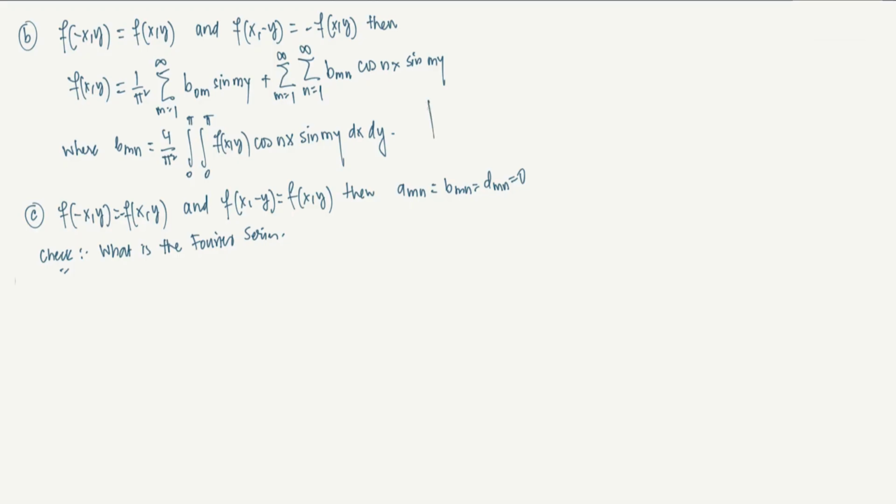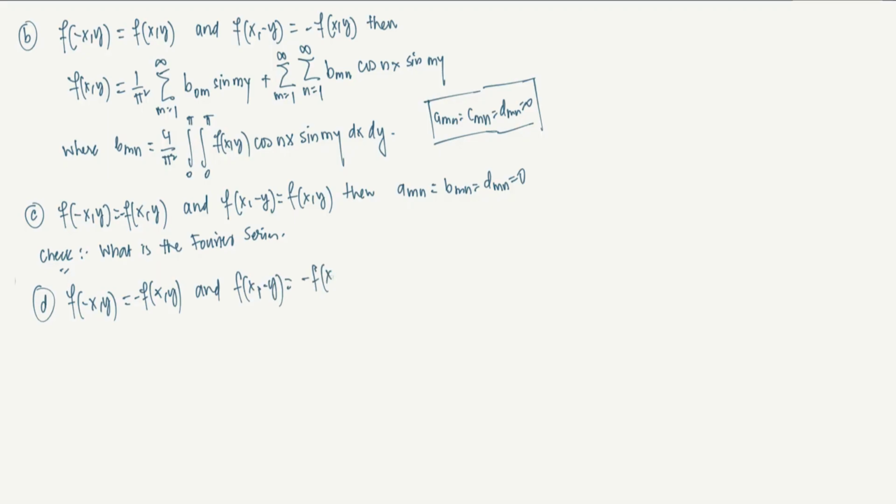So in this case, you can check that a_mn, c_mn and d_mn are going to be 0 for all m, n. Okay, so in this last case, if f(-x, y) equals -f(x, y) and f(x, -y) equals -f(x, y), then you can show a_mn equals b_mn equals c_mn equals 0. Okay, so the only thing which is remaining is d_mn, and you have to do that.